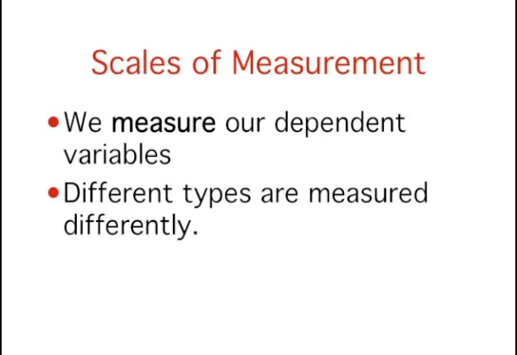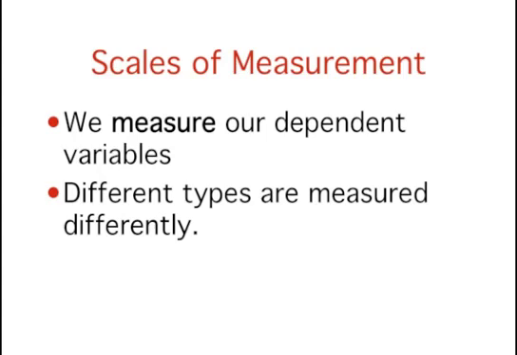Before we can conduct a statistical analysis, we need to measure our dependent variables. Exactly how the measurement is carried out depends on the type of variable involved in the analysis. Different types are measured differently. To measure the time taken to respond to a stimulus, you might use a stopwatch. Stopwatches are of no use, of course, when it comes to measuring someone's attitude towards a political candidate. A rating scale is more appropriate in this case, with labels like very favorable, somewhat favorable, etc.